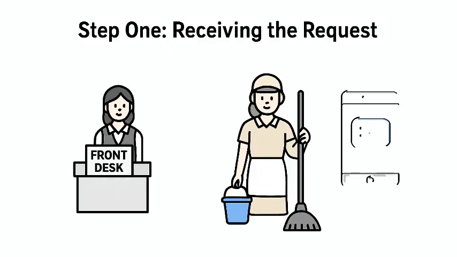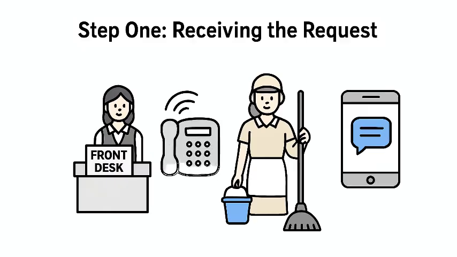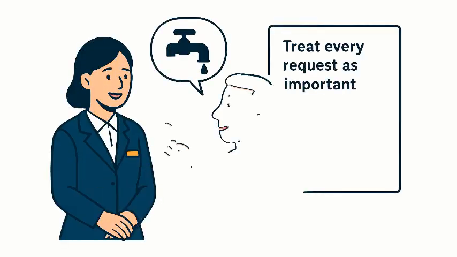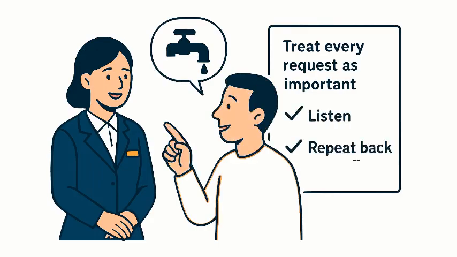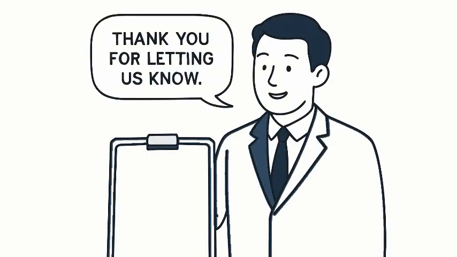Step 1. Receiving the request. Guests can report problems at the front desk, by phone, through housekeeping, or using your hotel's app or chat. No matter how it arrives, treat every request as important. Listen carefully. Repeat the issue back to the guest to confirm you understood. Then thank them for letting you know.